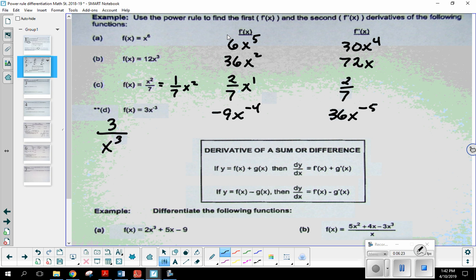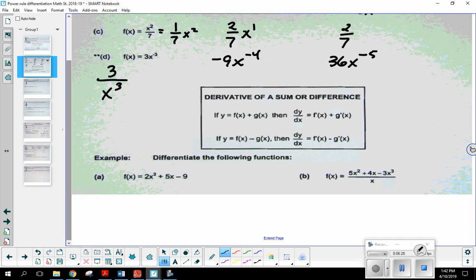Okay. Well, let's take a look at a couple rules we got here. Derivative of a sum or a difference. So if I've got y is equal to some function f plus some function g, then the derivative would be the derivative of f plus the derivative of g. Same thing for a difference.